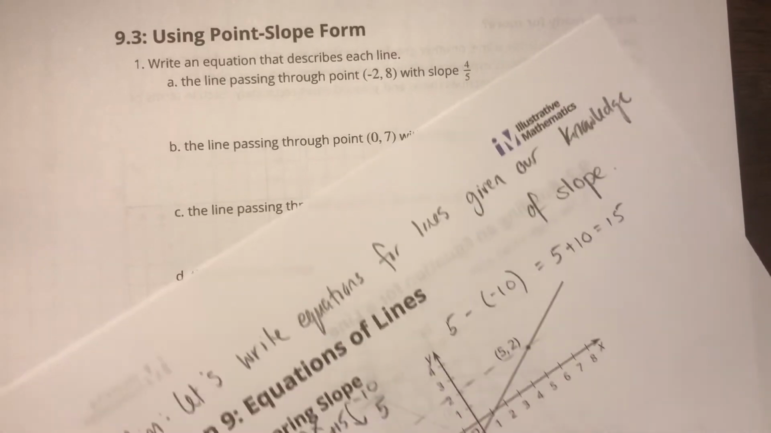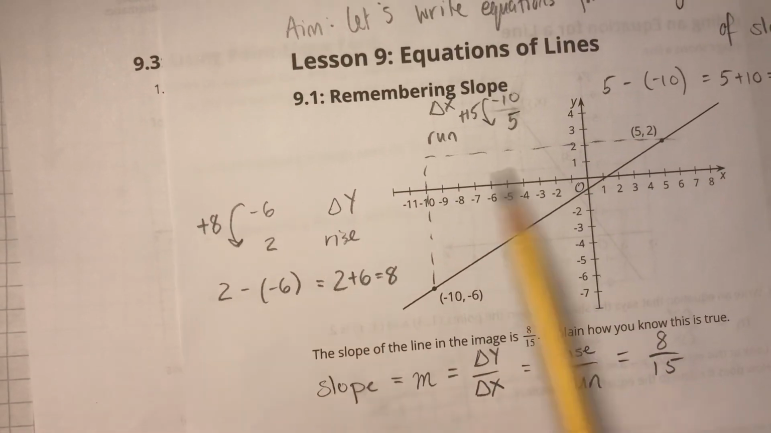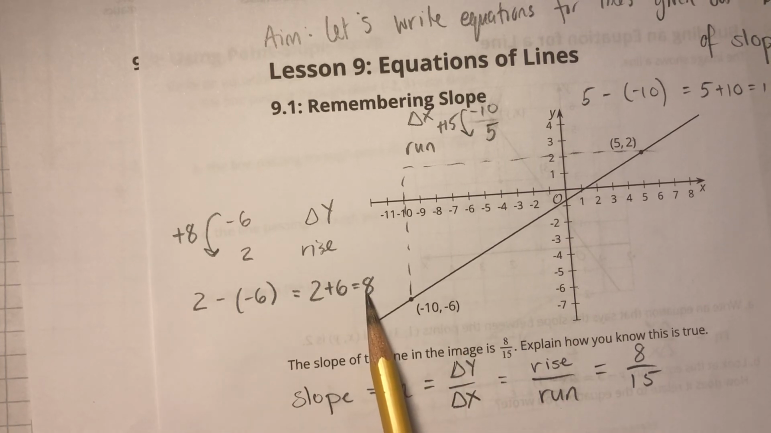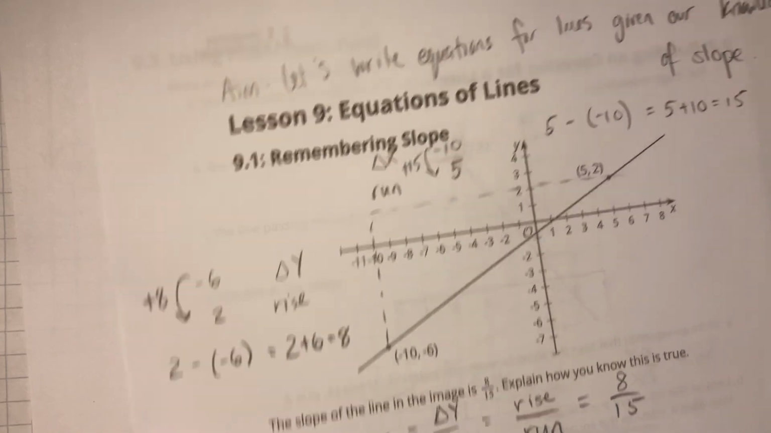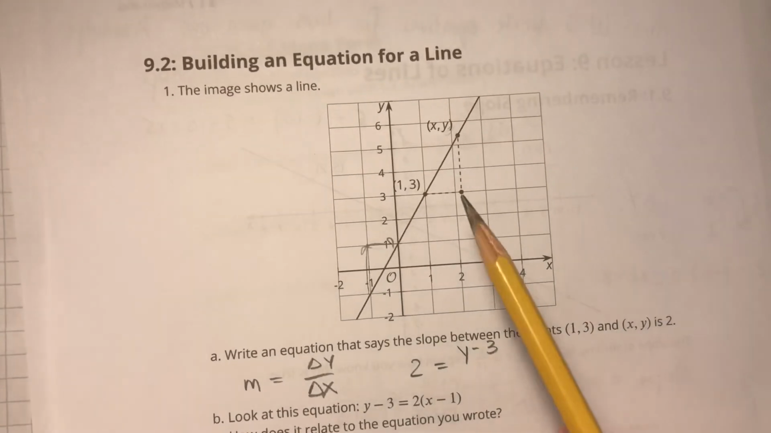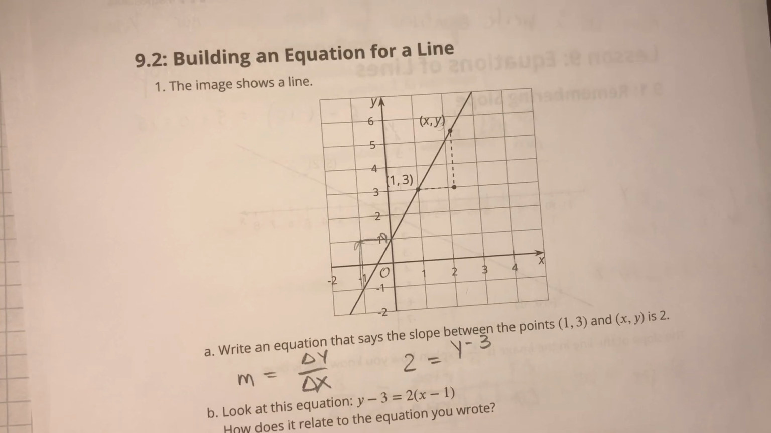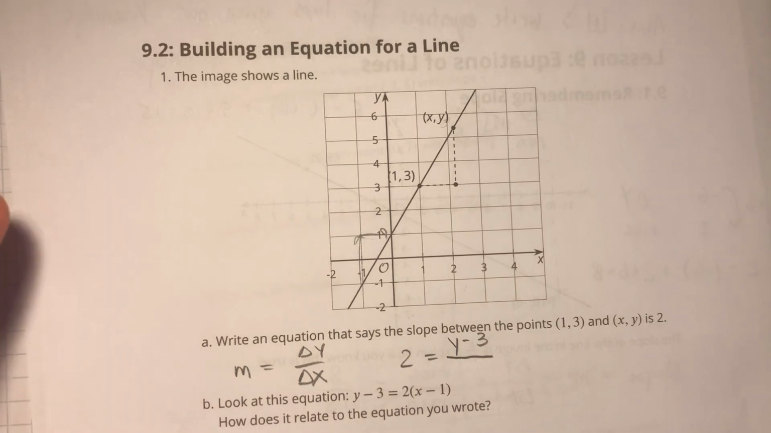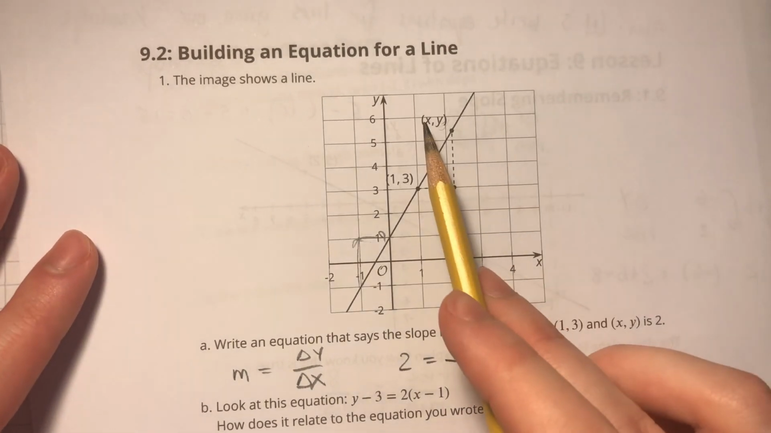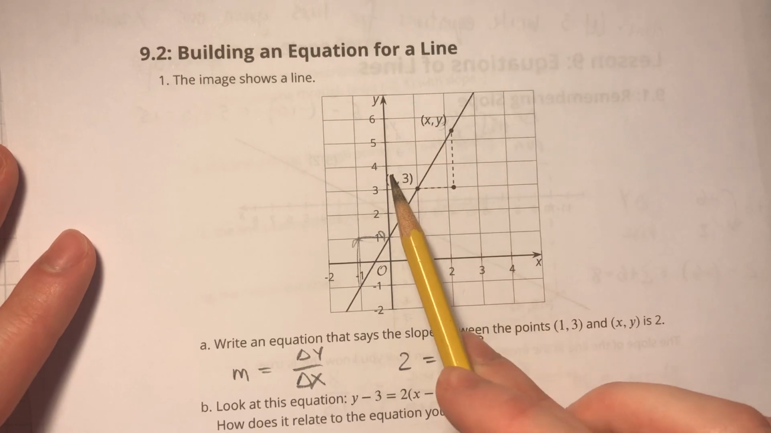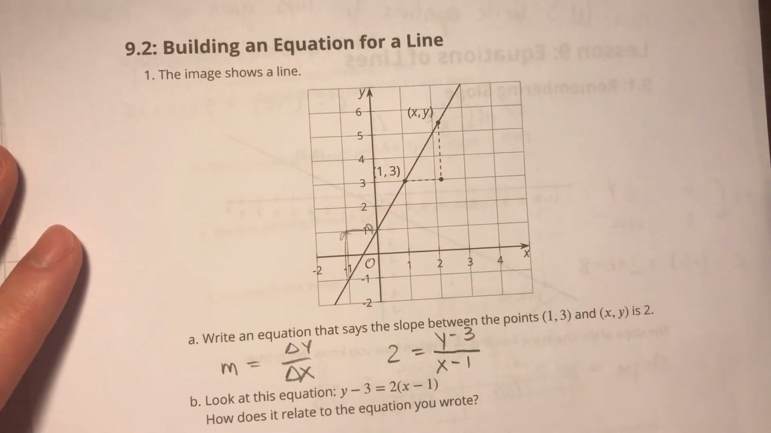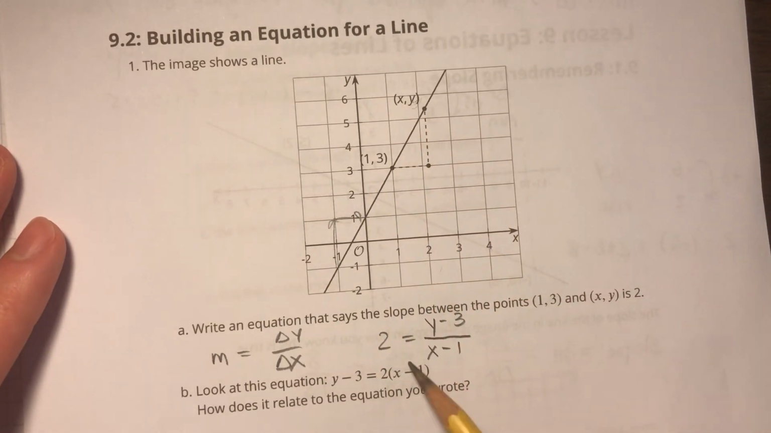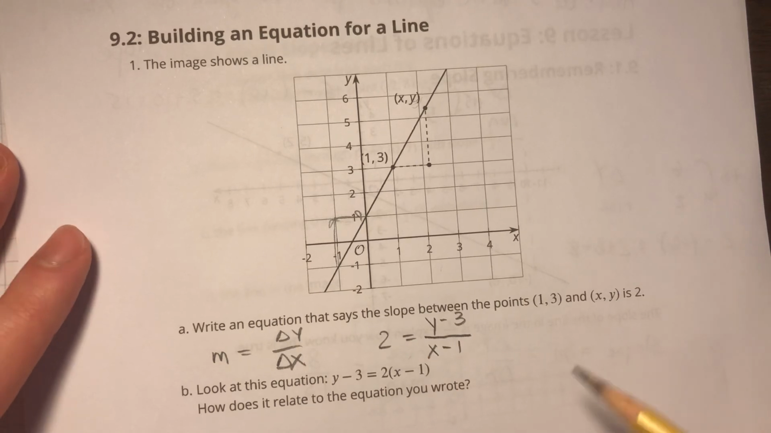If you look back in 9.1, when I wanted to find my change in y, I took this y coordinate 2, and I subtracted -6, and that gives me my change in y of 8. I also could have stacked my coordinates, but this really shows the calculation that's going on behind that. So that's y minus 3. And for my change in x, the difference between x and 1 is x minus 1. So if we knew the values of x and y, we could plug them in here, and that would be equal to 2.